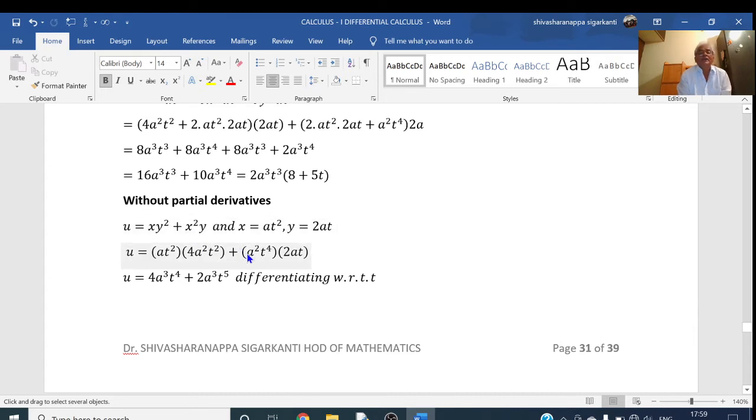x square is 80 square, that is a square t raised to 4 into y. y is 280. Simplifying, this gives 4 into a cube into t raised to 4 plus 2 into a cube into t to the power 5. Now u becomes a function of single variable t. Now differentiating this with respect to t, we get du by dt.